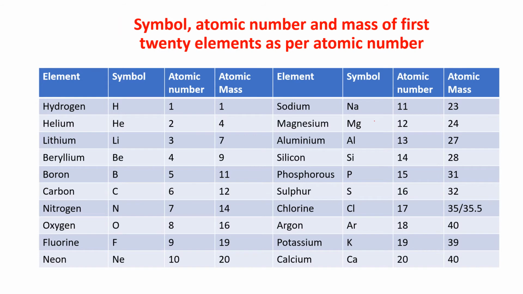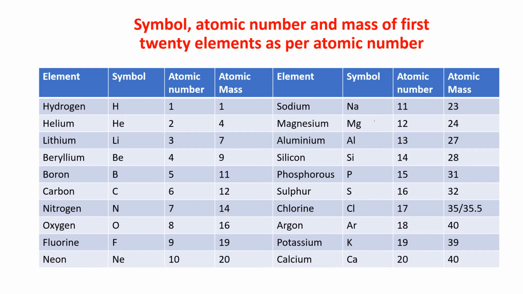I hope that you have understood the structure of the atom with regard to its fundamental particles, that is electrons, protons and neutrons, how they are placed, what is atomic number, atomic mass; all these things are clear to you. Now, the elements with their symbol, atomic number and atomic mass. The first 20 elements as per their atomic number are given in this table.